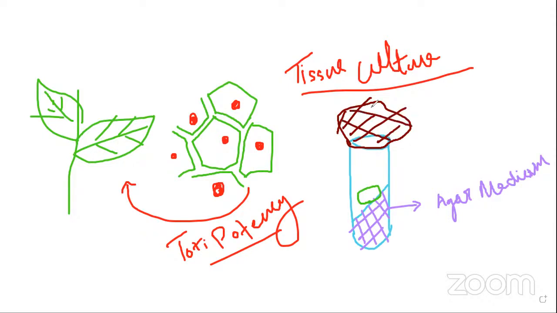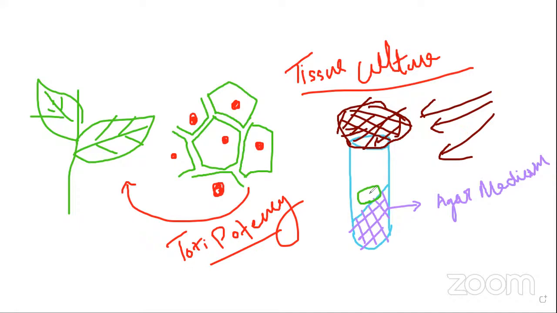It is kept in a specific place where it gets light. When you give the light, the cell inside undergoes multiplication by absorbing the nutrition from the agar medium. It takes the nutrition from the agar medium.